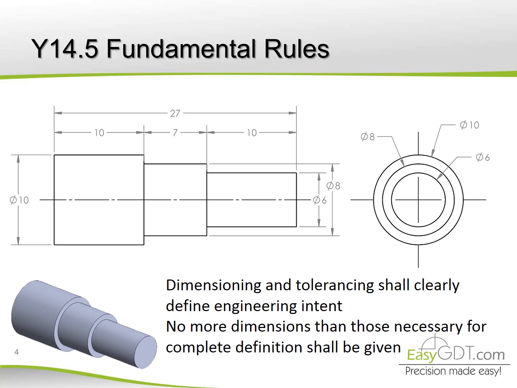For example, we can see that we have specified individual lengths. However, by also placing the total length dimension, we overdefine the drawing, since it is possible to meet the individual dimension tolerances and not comply with the total length of 27 within tolerance. Also notice that some dimensions such as 8 and 10 are in both views, causing confusion. That's why only the necessary dimensions should be placed.